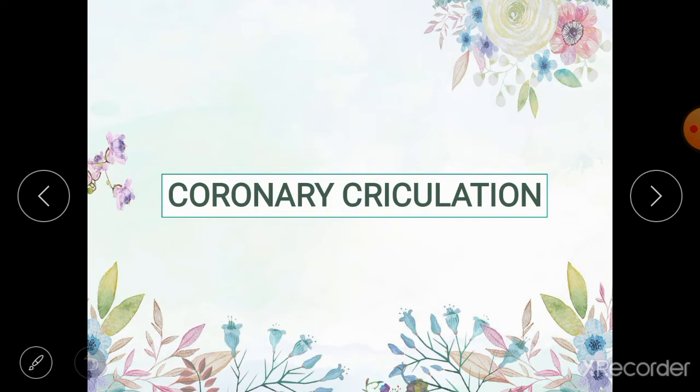Today we are going to start a new topic, which is the coronary circulation. So what is coronary circulation? It is the circulation of the heart, the circulation of the blood within the heart.